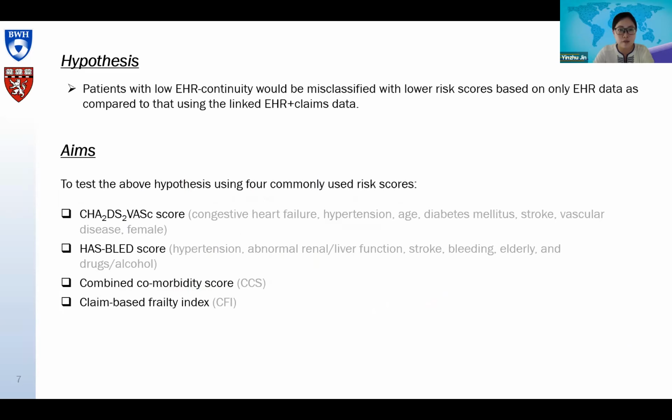We selected 4 commonly used risk scores to test our hypothesis: the CHA2DS2-VASc score and the HAS-BLED score, which are used to assess the risk of stroke and bleeding among atrial fibrillation patients; the combined comorbidity score, which combines 20 elements of the Charlson Index and the Elixhauser system to summarize patients' comorbid conditions; and lastly, the claims-based frailty index, which is used as a predictor of various adverse clinical endpoints among the elderly population.